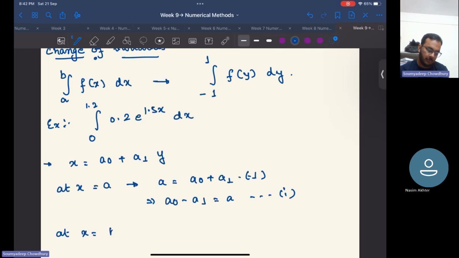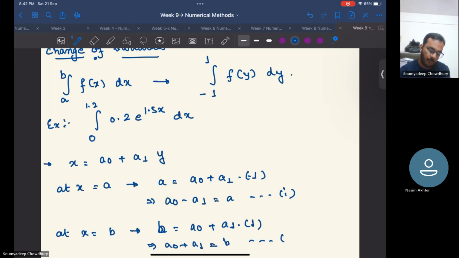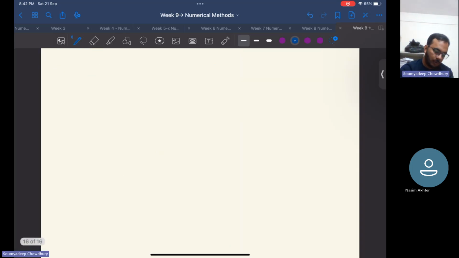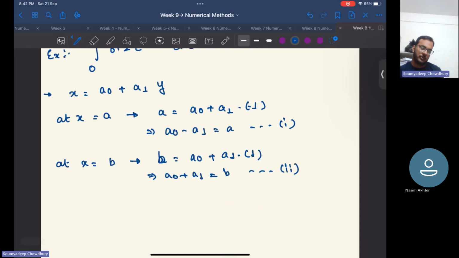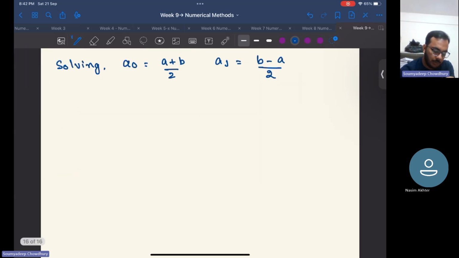And at x equal to b, that is the upper limit, b will be equal to a0 plus a1 into 1. Therefore, a0 plus a1 will be b. So if you solve these two equations, your a0 will be a plus b by 2, and a1 will be b minus a by 2. Right? So now we will substitute in the actual thing.